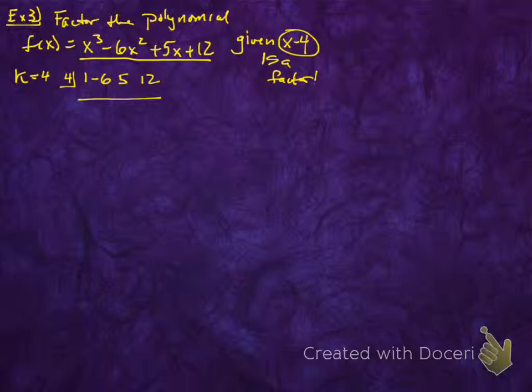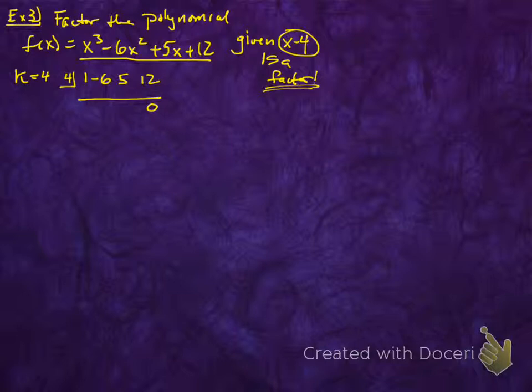Now, it's telling me that this x minus 4 is a factor. That means I better end up with a 0 here. I already know that. If it's a factor, the remainder should be 0. So I kind of like these problems because you'll know that you're either doing it right or wrong based on the fact that you should be getting a 0 at the end of this synthetic division problem.